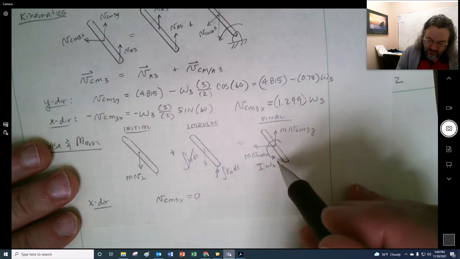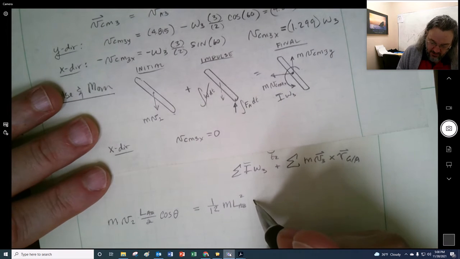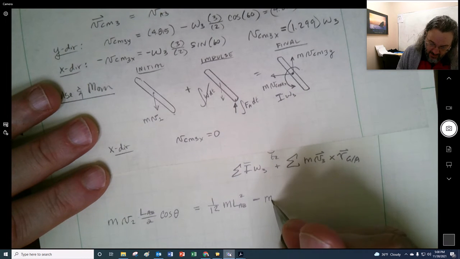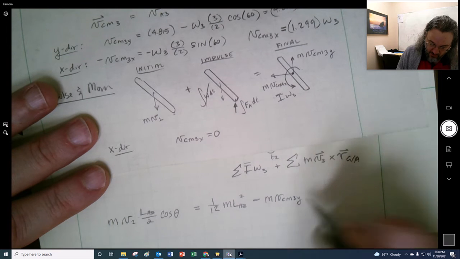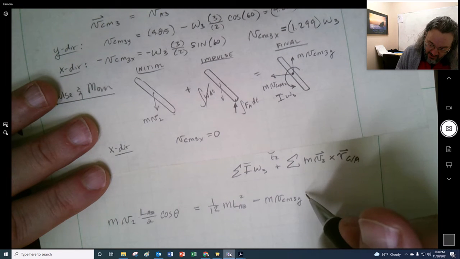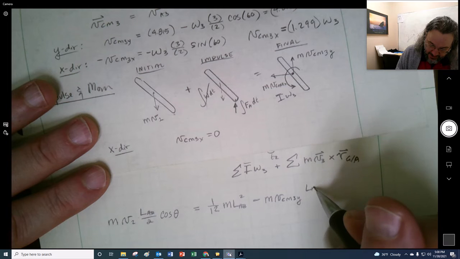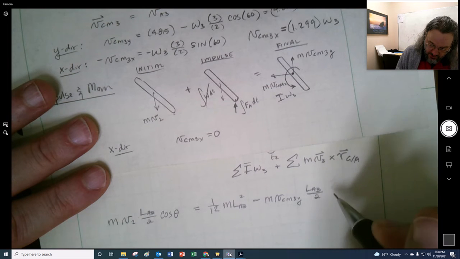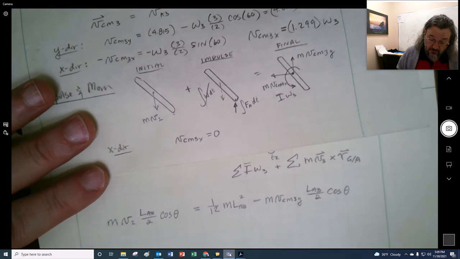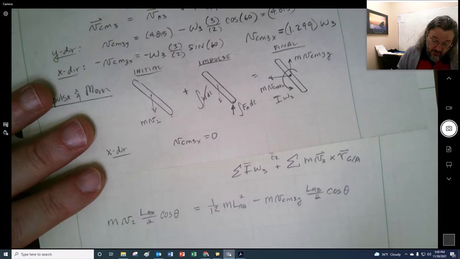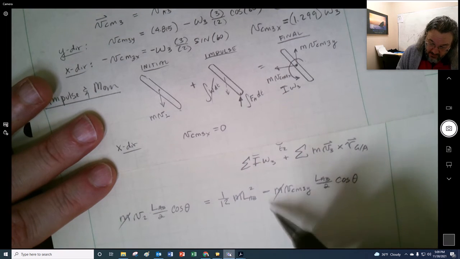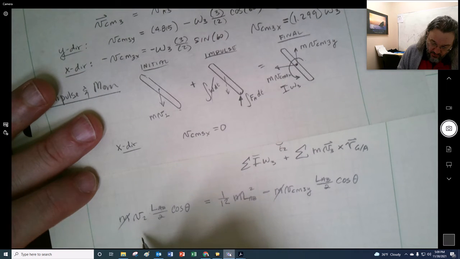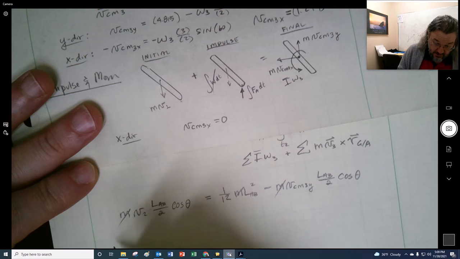This is going counterclockwise. This is actually going to go clockwise. So it's going to be minus m V_CM 3y. I know, it's great. But now also times L_AB over 2 cosine of theta. Did I do that correctly? I think so. So notice that mass cancels out. That's nice.